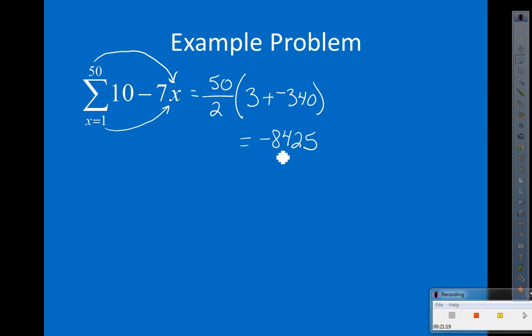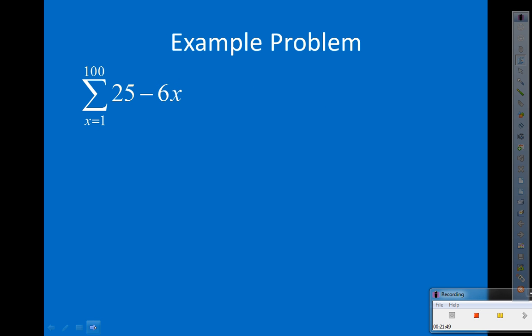Now you're thinking, wait a minute, that's negative. It's okay. If we started writing the numbers to this sequence, it would look like this: 3, negative 4, negative 11, negative 18, dot, dot, dot. Man, I got a lot of negative numbers. So if I add up all those negative numbers, I'm going to get a negative number. So it's okay to get a negative total.